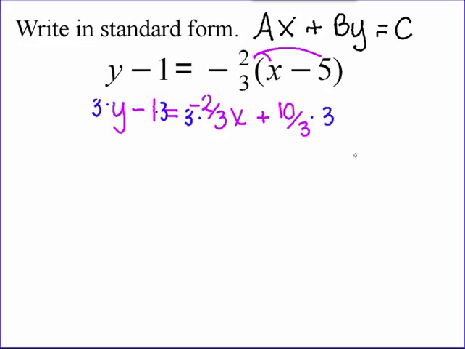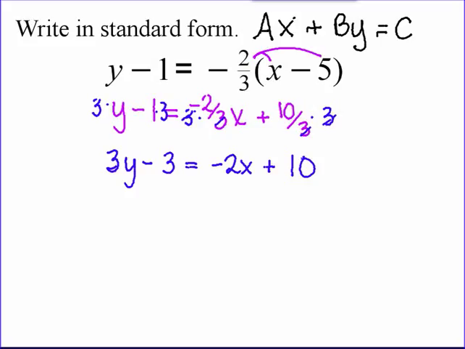So the first term becomes 3y minus 3. What is 3 times negative 2/3? Negative 2. 2x. Because remember, our whole goal was to get rid of the fraction. So see, those cancel. Plus, what will this give me? 10, because it cancels.